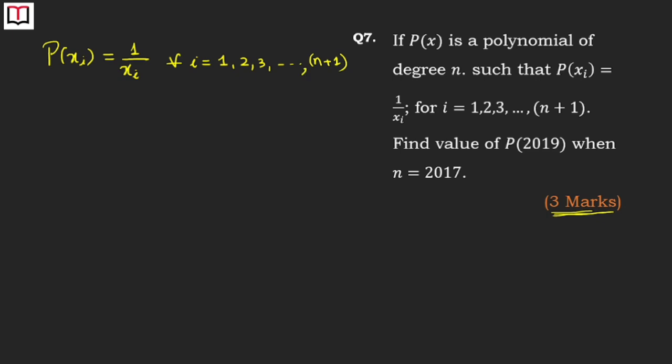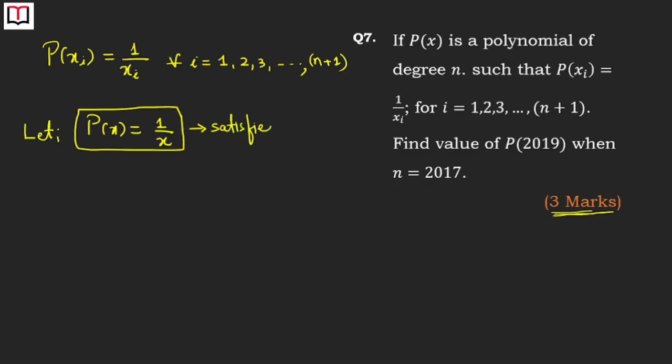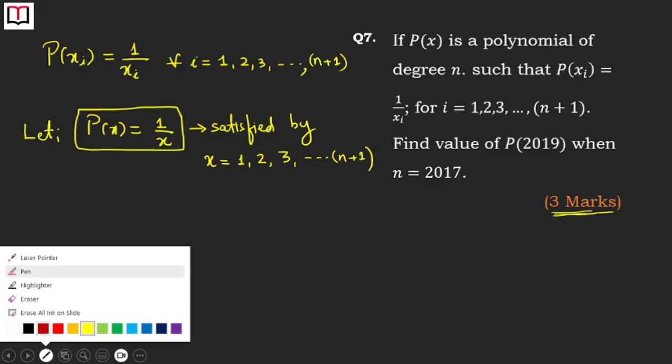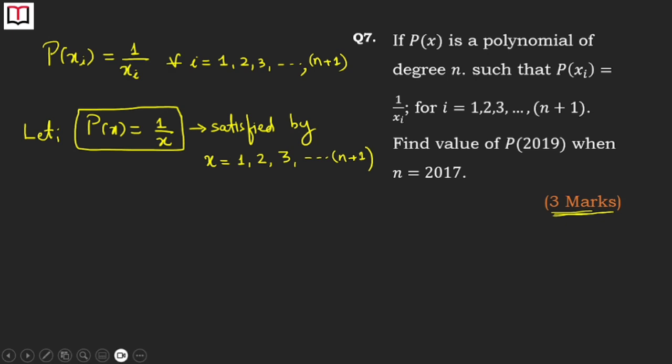Now what is this information all about? What does this information tell us? Let us assume an equation p of x is equal to 1 by x. This equation is being satisfied by x equal to 1, 2, 3 till n plus 1. Now when an equation is being satisfied by some values of x, what are those values called? They are called the solutions or the roots of the equation, isn't that?